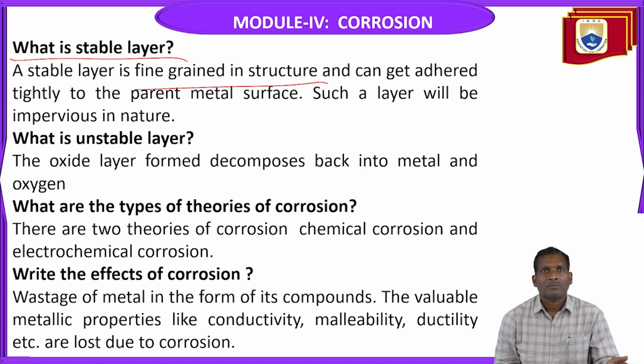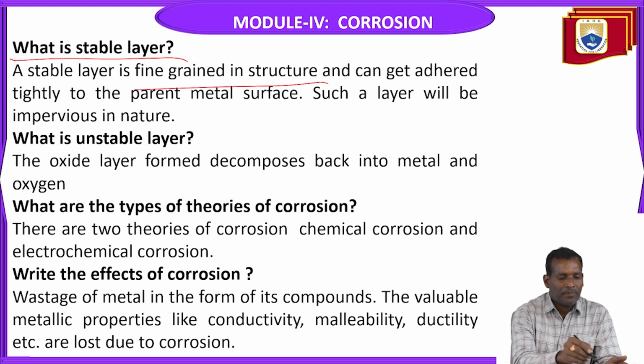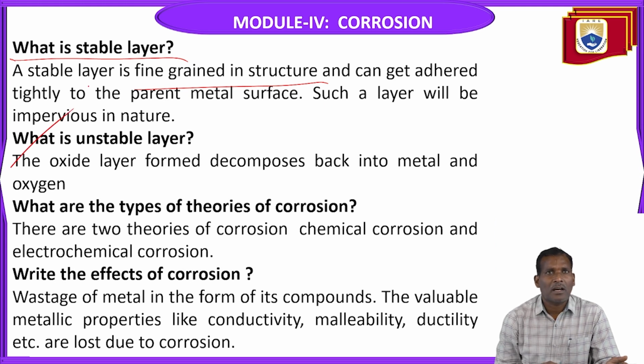So, what is unstable layer? Stable and unstable layer. The oxide layer formed decomposes back into metal and oxygen. You have seen in pitting corrosion, one is stable, another one is unstable. So the oxide layer formed decomposes back into metal and oxygen.